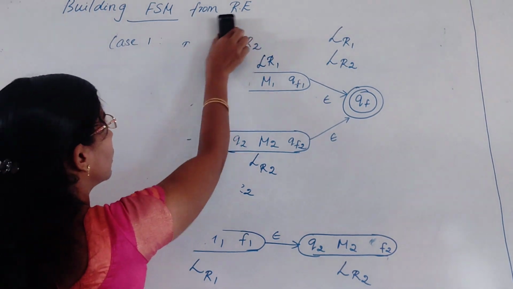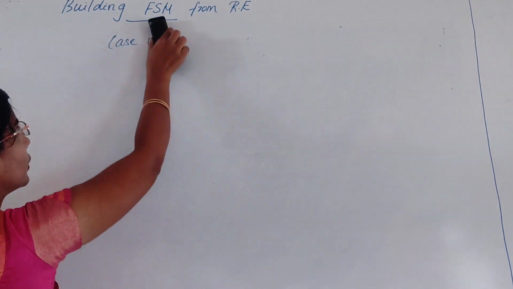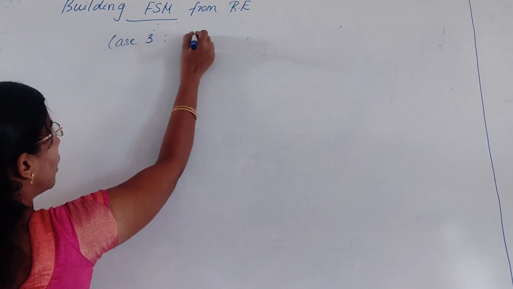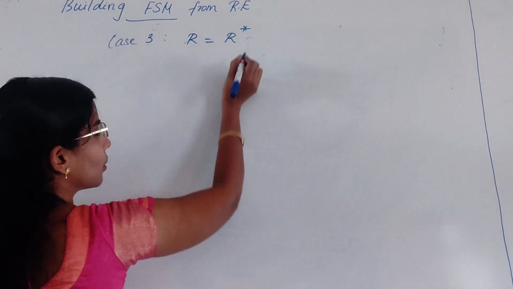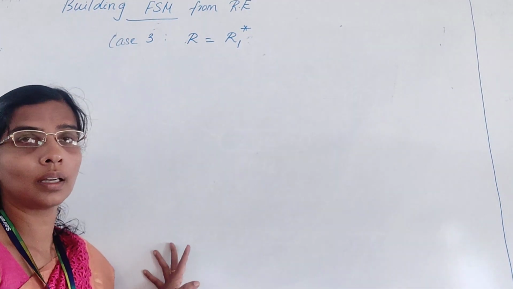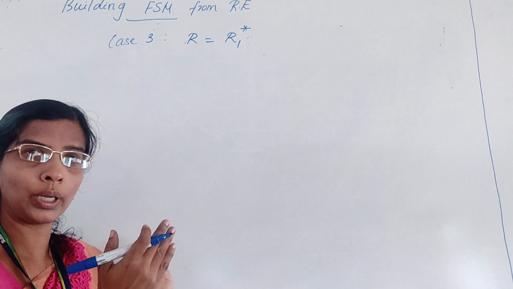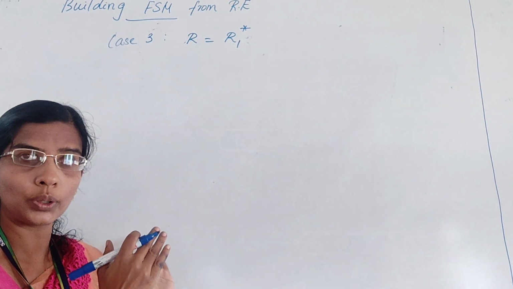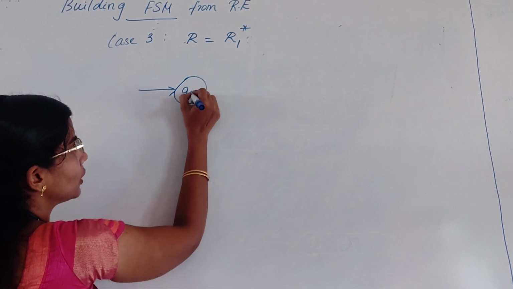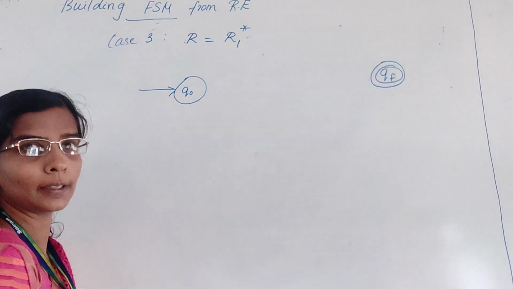Third case is star. Case 3, R is equal to R star. See, as I said, you have to remember, after the start state I have to include an epsilon, and before your final state also you have to include an epsilon. Right? So how to write this formula? Q0 is your start state. Assume this is your final state.